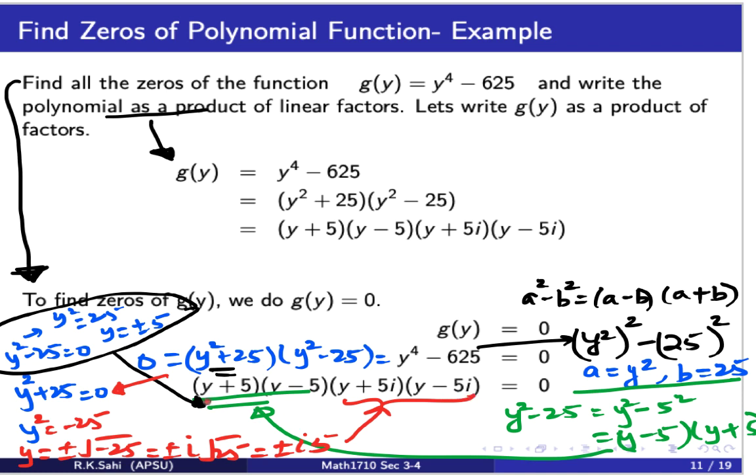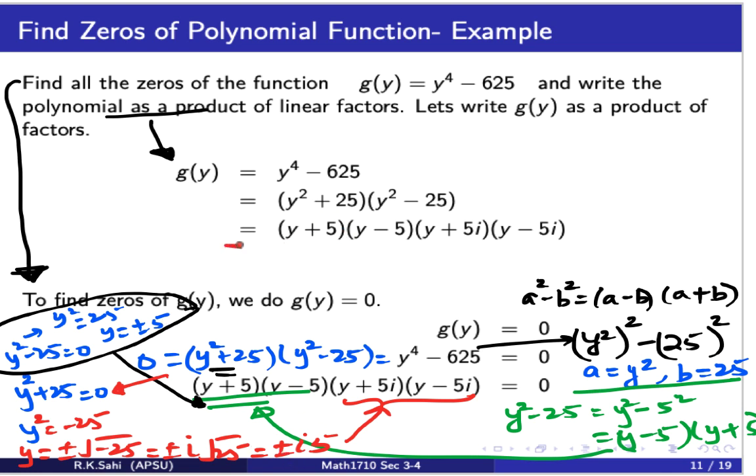So we have got all the zeros: y plus 5, y minus 5, y plus 5i, y minus 5i. So to find the zeros, we got 5, minus 5, 5i, minus 5i. Do you see that over here? So these are the zeros. So once I have the zeros, y equals plus minus 5, y equals plus minus 5i.